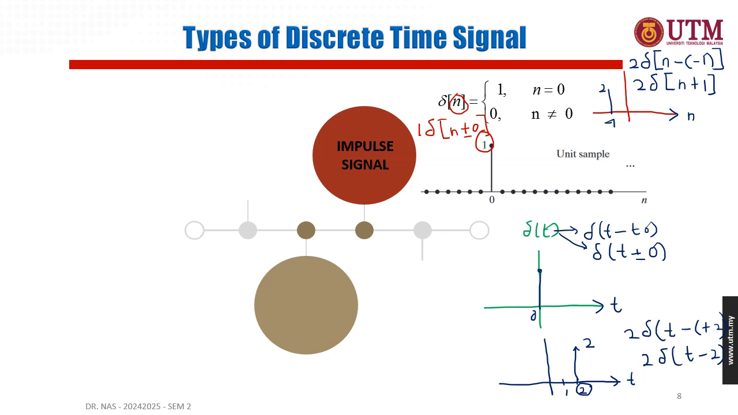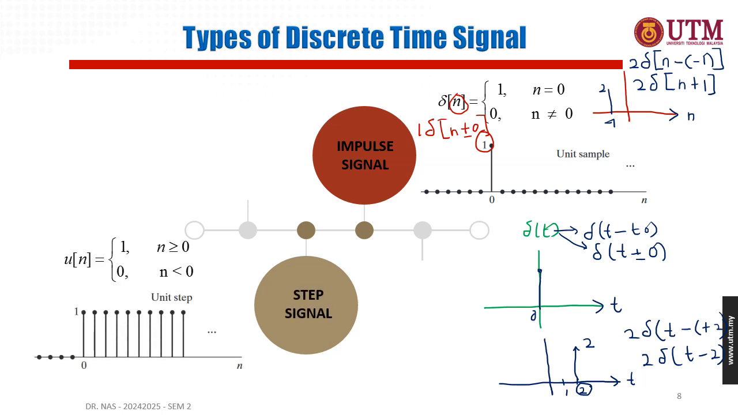Next, the second one is in terms of the step signal. Again, let's recap from the continuous time unit step function. If you have u(t), how does the signal look like? The amplitude is 1 from 0 onward in t, but less than 0, it is 0. This is the unit step in continuous time.